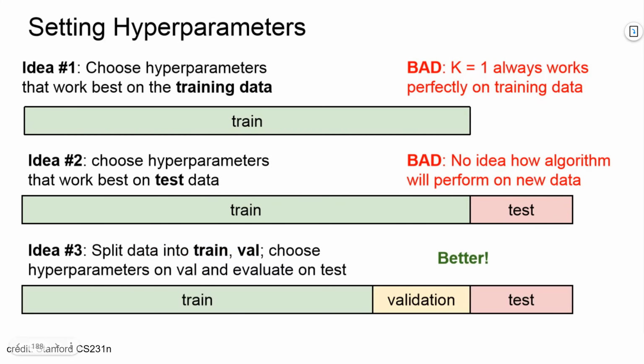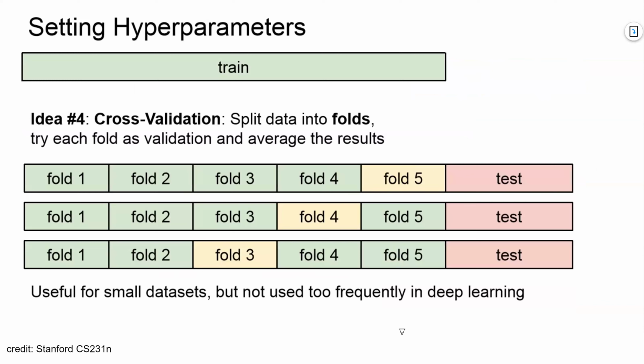Rather, you better split data into train and validation. And this one is better than this scheme. So you set hyperparameters using this validation data, and you don't use this data to update the parameters of your model. And the fourth idea is cross-validation. You split data into folds and try each fold as validation and average the results.